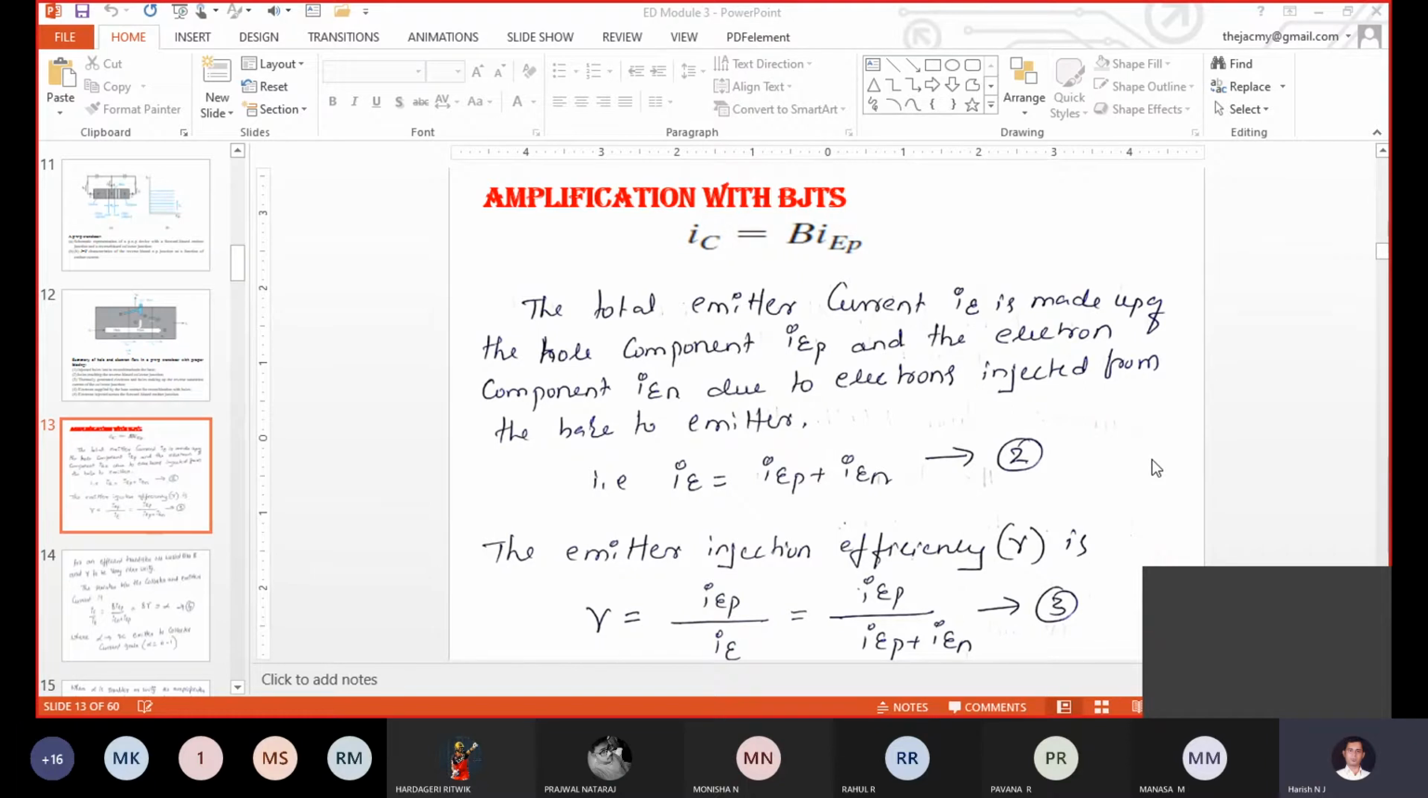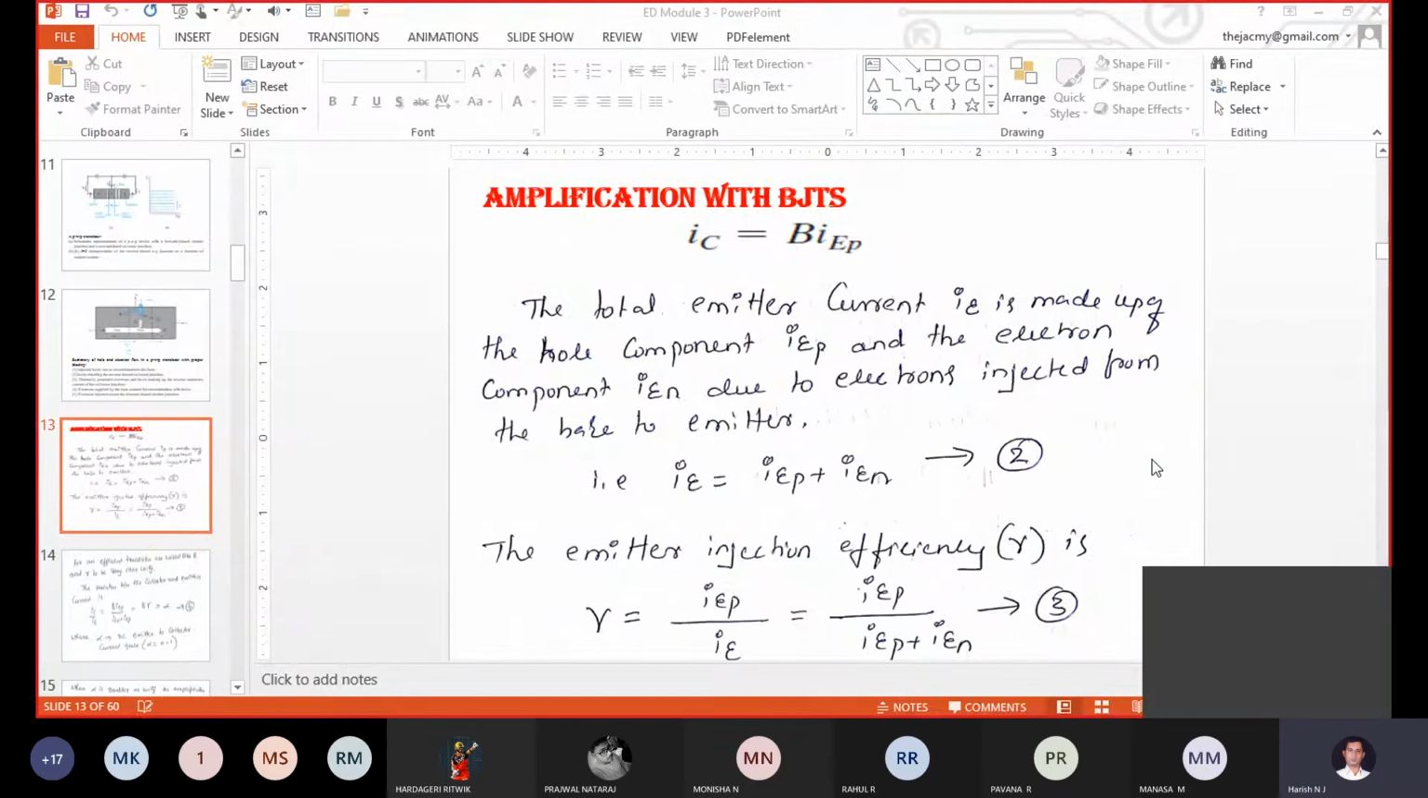Keeping all this knowledge of the transistor, now we will start analyzing the transistor applications. Mainly there are two applications. The first is amplification, the second is the switching operation. Both applications are in your syllabus, and we have to discuss both in great detail.